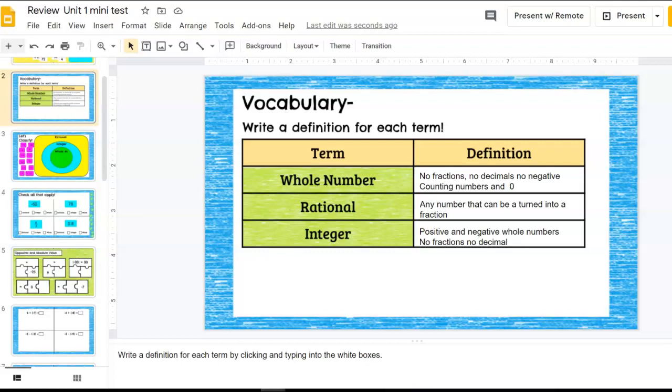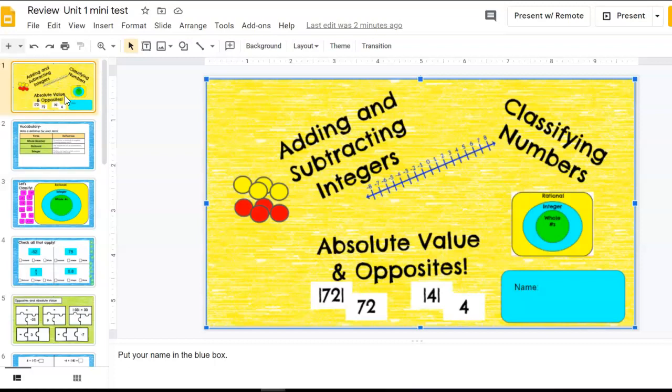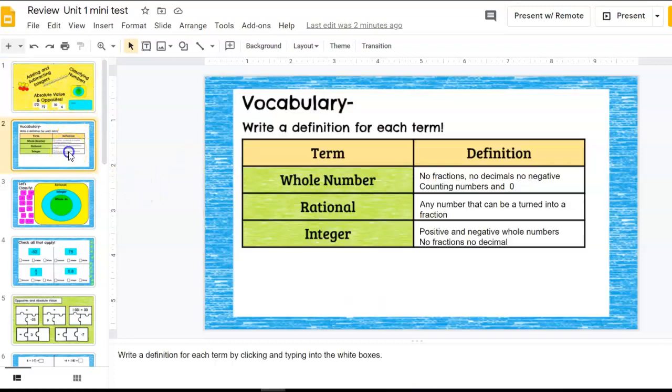This is a video to help you study for your review, for your test. It is our Unit 1 mini test. The first slide, add, subtract integers, and classifying numbers. This is what your test will be over. So, vocabulary.